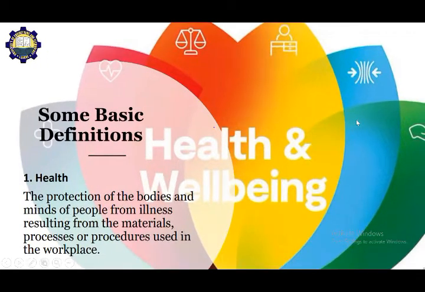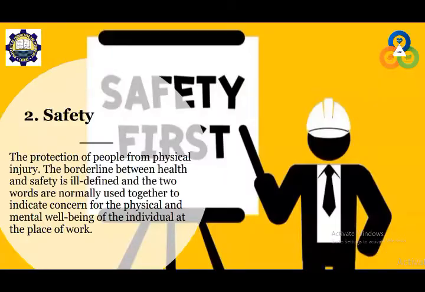Some basic definitions which are related to HSE. Number one is health. Actually, a state of physical and mental well-being, including the absence of disease. Health issues deal with the chronic effect of hazards. And number second is safety. This is the absence of injury and harm to humans and damage to property and the environment. Safety deals with the acute effect of hazards.